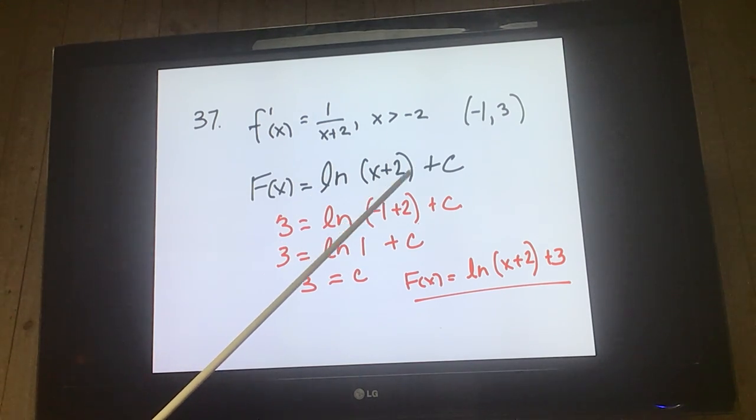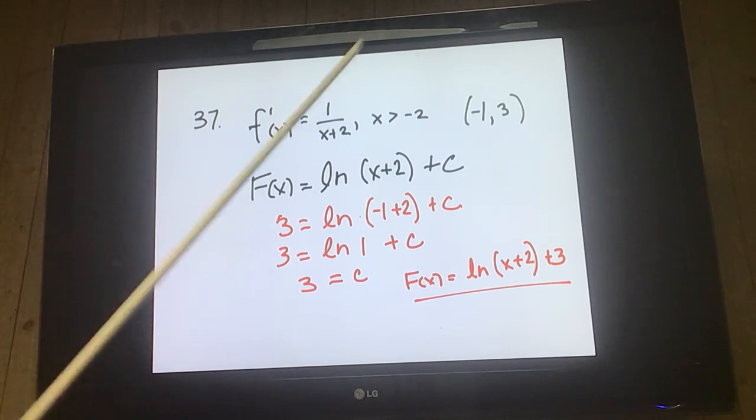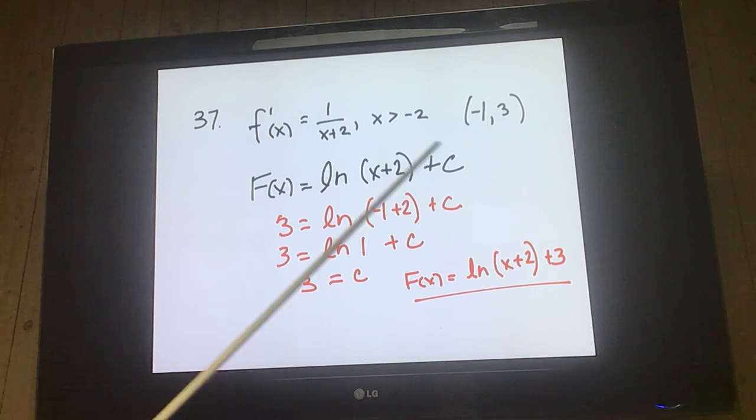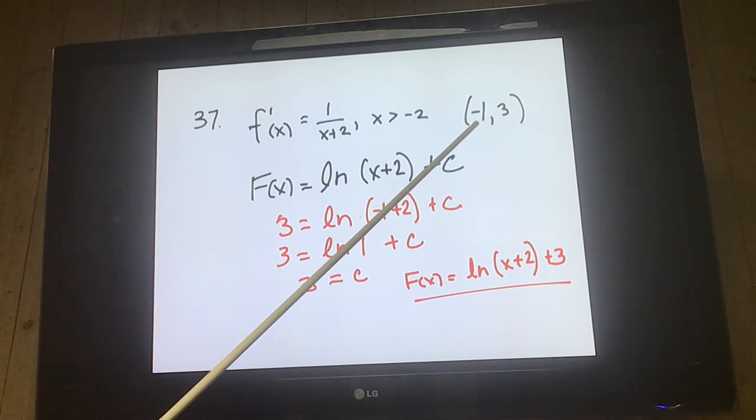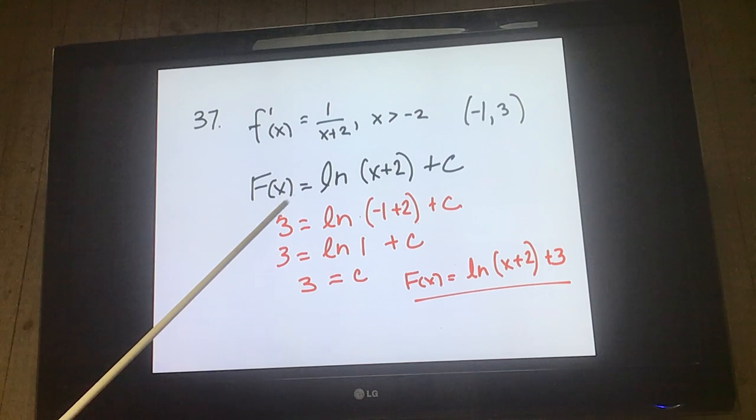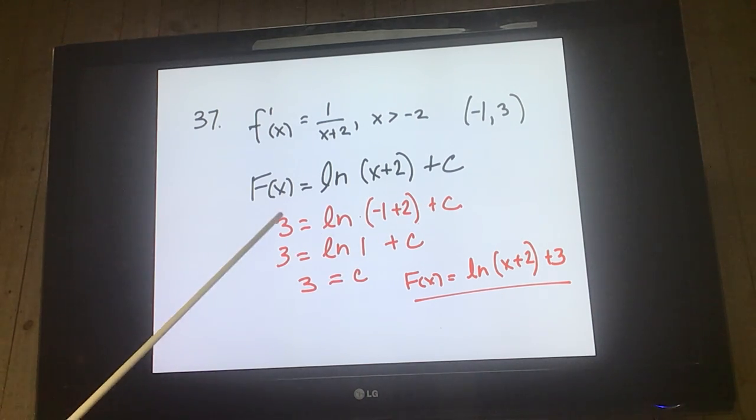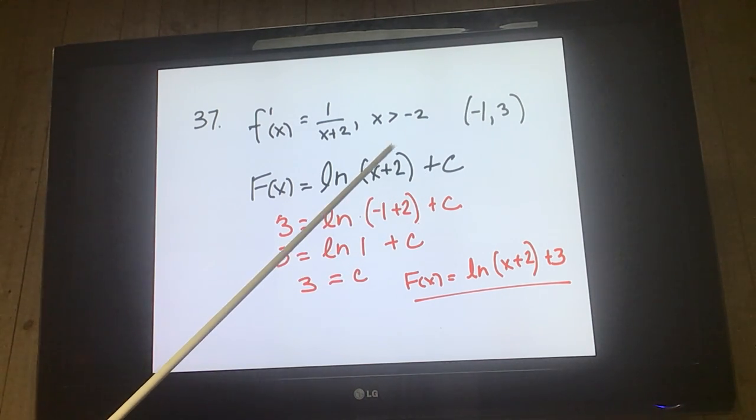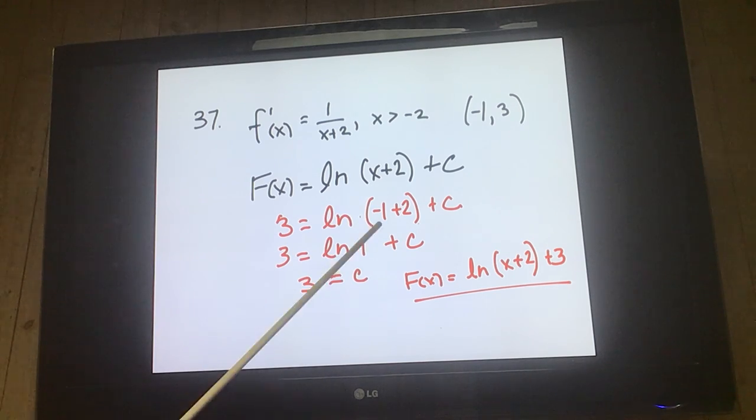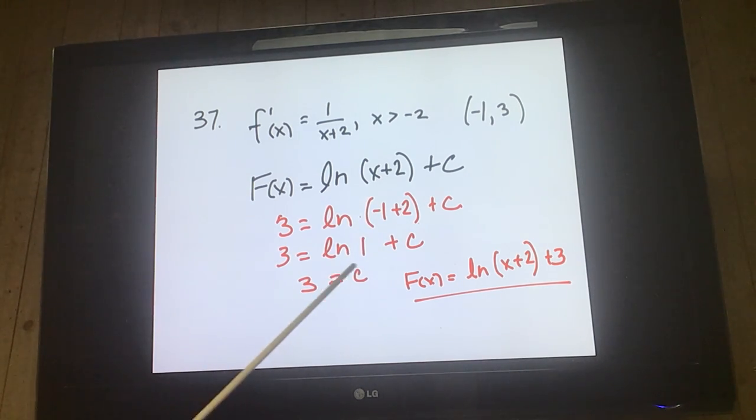1 over x plus 2 times 1, which is what I have. So we're good. Here's my antiderivative. I want it going through negative 1 and 3, so I'll put 3 in for the y, f of x, and put negative 1 in for the x. All right, solve. I get ln 1.